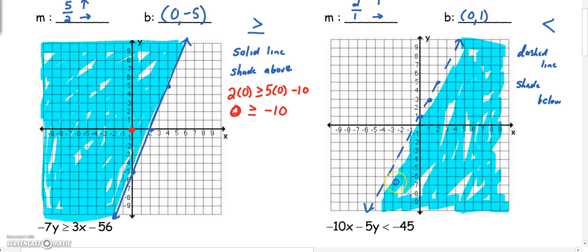Again, I can test a point that's not on my line, so again I can use 0, 0, which is not on the line. So I have negative 2 times 0 plus 0 is less than 1. 0 is less than 1. Because that's true, it makes sense that that point is in the shaded region.